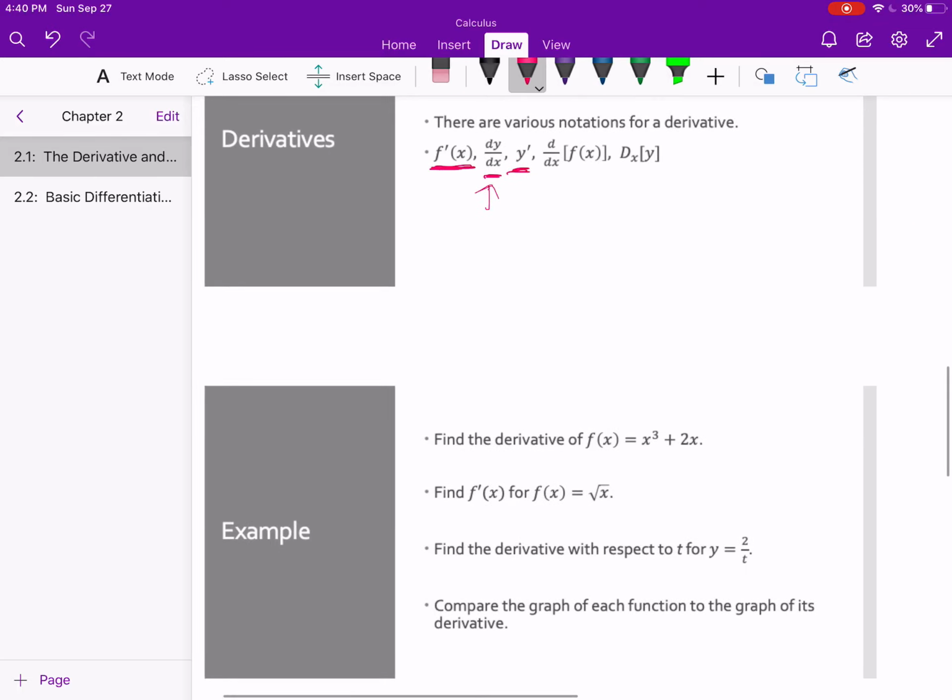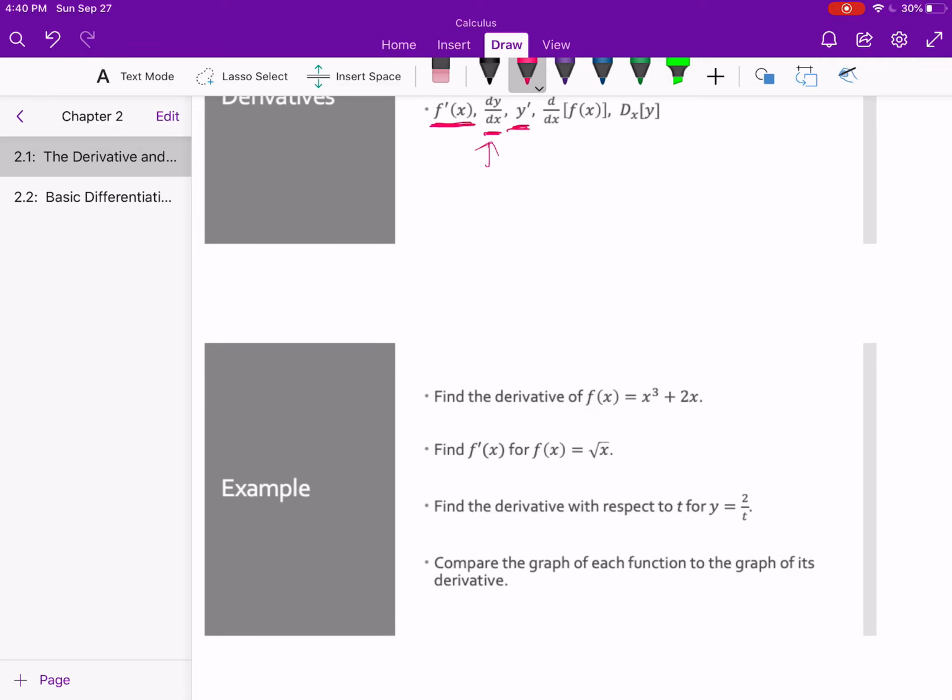Alright, so let's find the derivative of x cubed plus 2x.